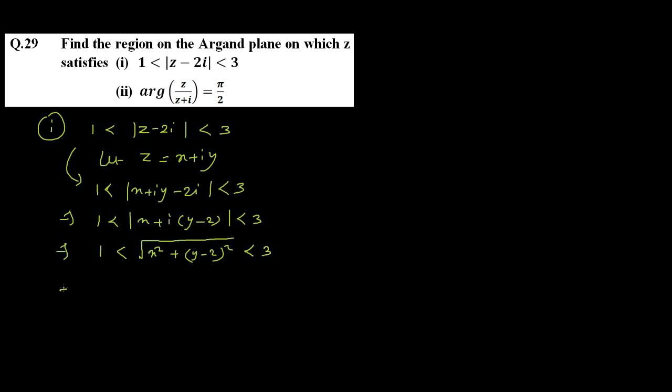So let's do one thing. This root concept, we don't like this. It is making it complicated. So take squaring and this will become 1 less than x square plus (y minus 2) whole square less than 9. So we'll break it into two parts. The first part is 1 less than x square plus (y minus 2) whole square.